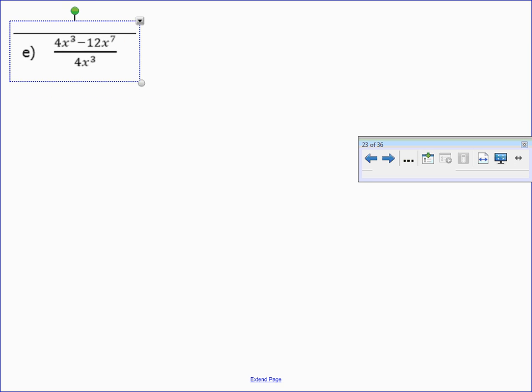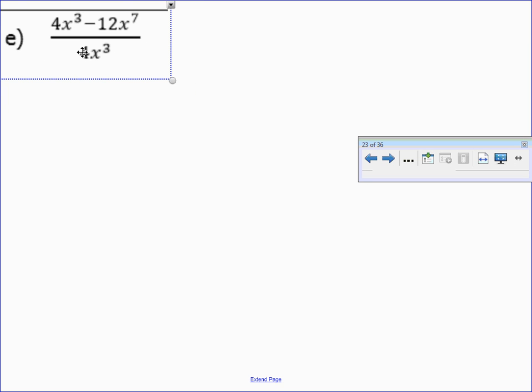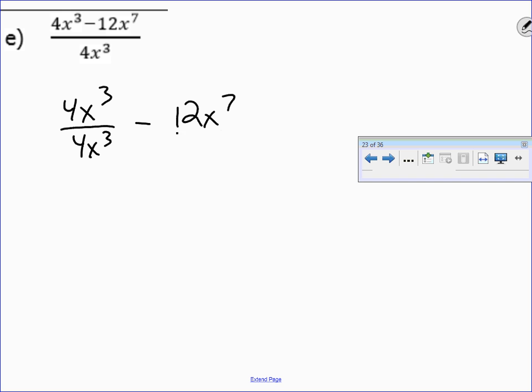For E, break it into pieces. 4x to the 3rd over 4x to the 3rd minus 12x to the 7th over 4x to the 3rd. Any number divided by itself is 1. 12 divided by 4 is 3. Subtract the exponents, and I get x to the 4th.